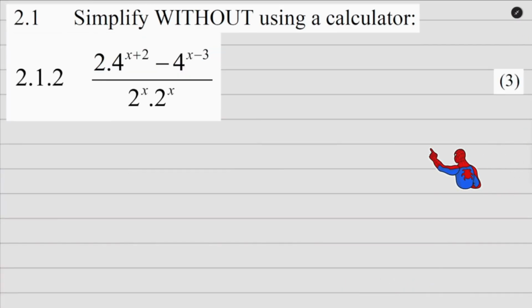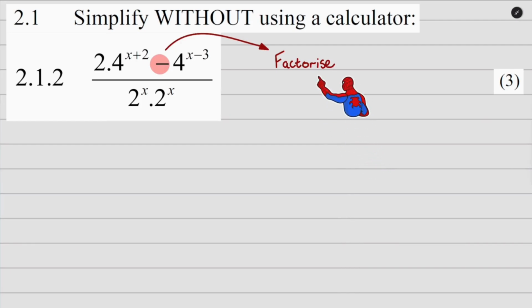Carrying on with our exponential expressions, this one over here is a lot different to the last one. And this minus is actually telling me something. That eventually down the road, I'm going to need to factorize in order to simplify this fraction. But there's quite a few things we're going to have to do before that.